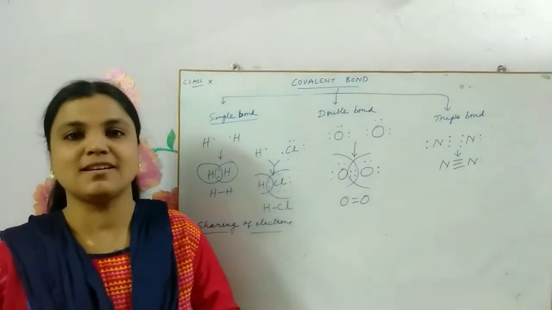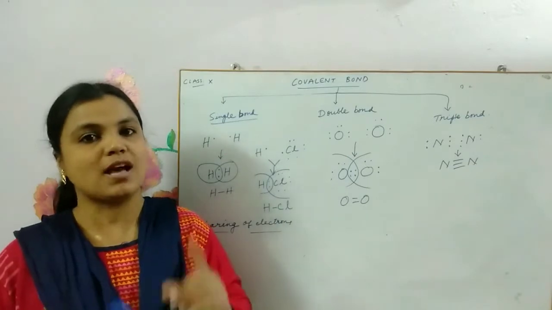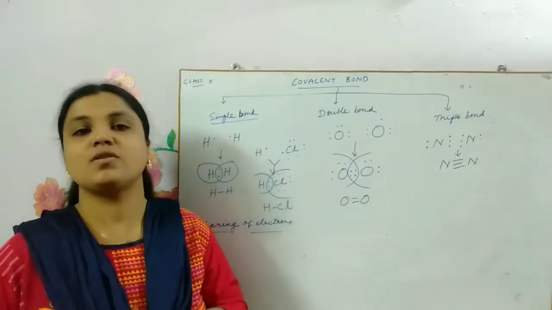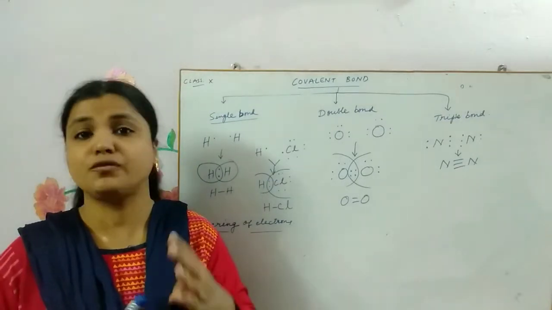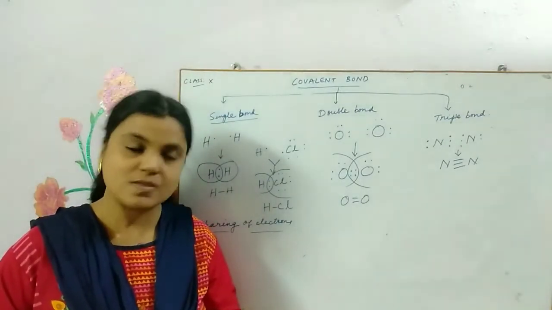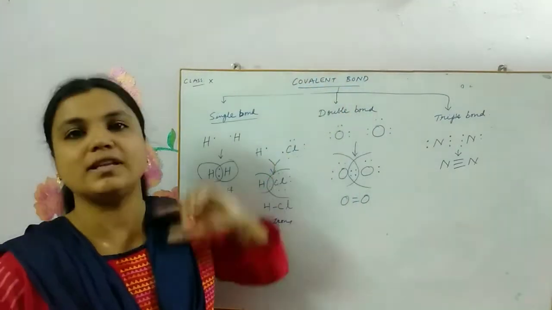Students, as you know, in our chapter 3 we learned about ionic bonds, right? So there is one more kind of bond that we have to learn before we go into chapter 4, that is carbon and its compounds. Let's learn about the other type of bond, and its name is covalent bond.